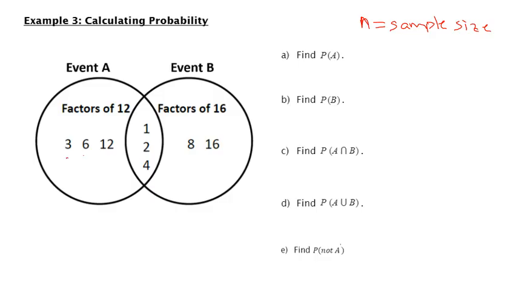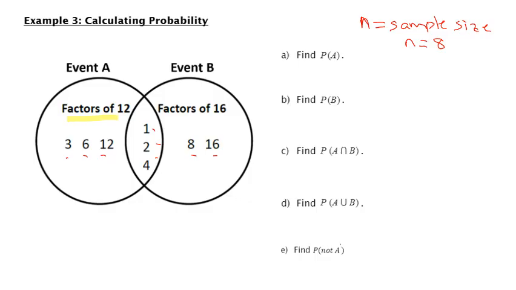So we have 1, 2, 3, 4, 5, 6, 7, 8. So N for this would be 8. So anytime we're calculating probability, our total possible outcomes that could fall within this would be 8. So the first question is asking what is the probability of event A happening? And event A happens to be, in this case, factors of 12.